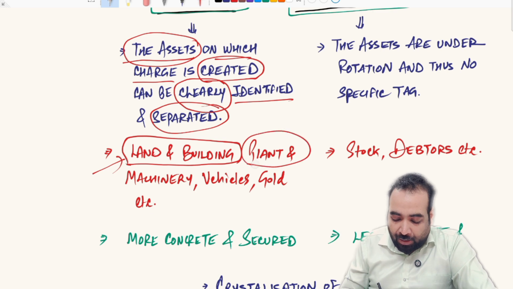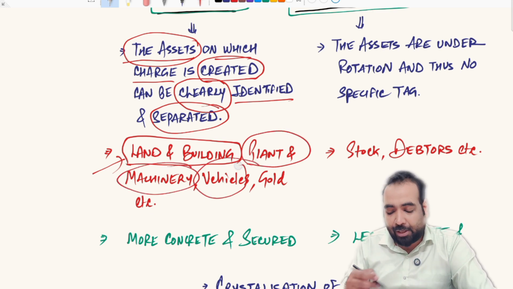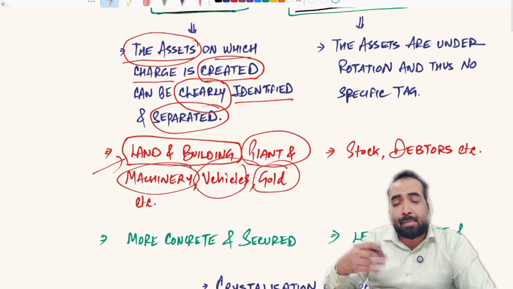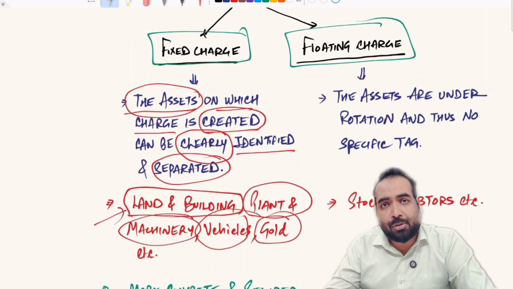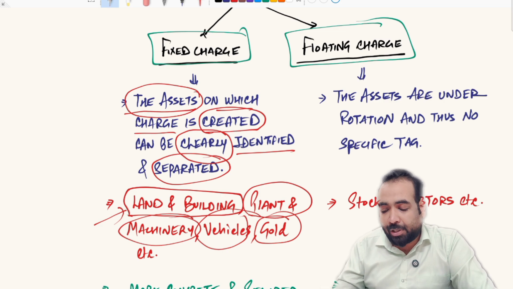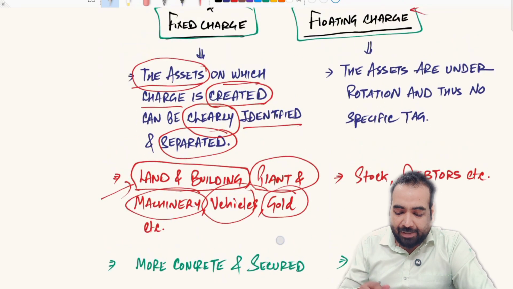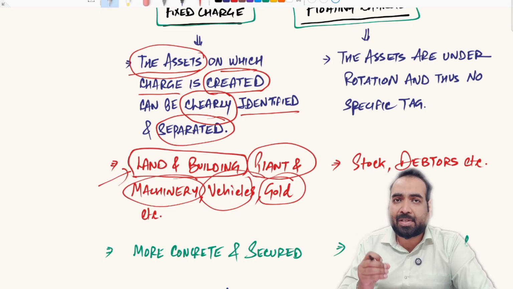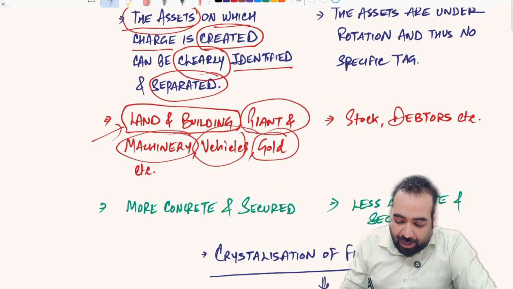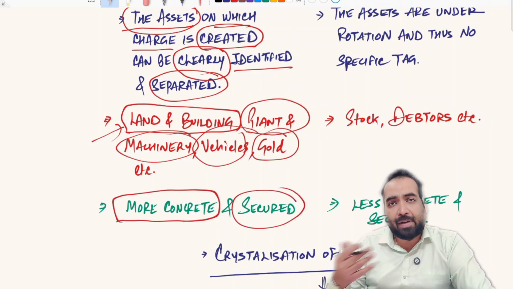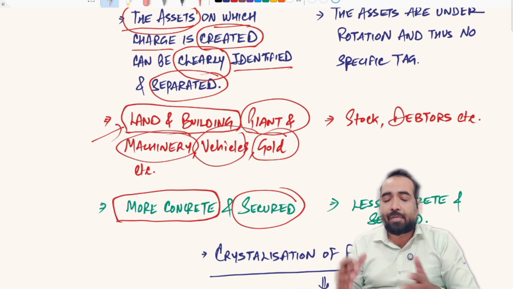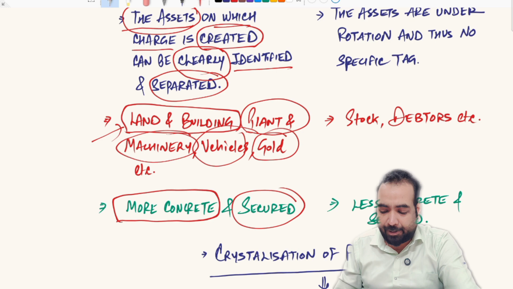In plant and machinery, we are doing hypothecation. In vehicles, we are doing hypothecation. In gold, we are doing pledge. So pledge, hypothecation and mortgage are somehow covered in the fixed charge mechanism, and part of them is covered in the floating charge mechanism also. The asset on which a charge is created can be clearly identified and separated. That is the uniqueness of fixed charge. So this is a more concrete and secured way of financing the borrower, because you can clearly identify your security, because there is no ambiguity about which is your security and which is not.